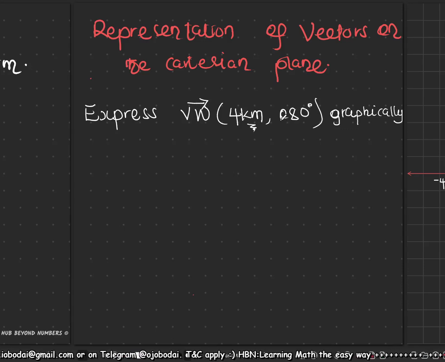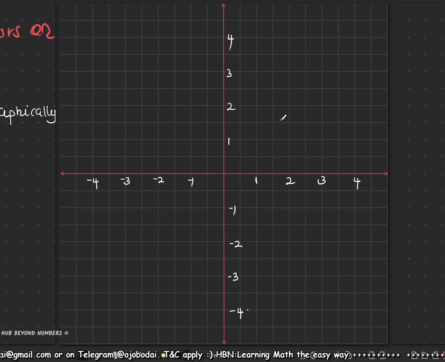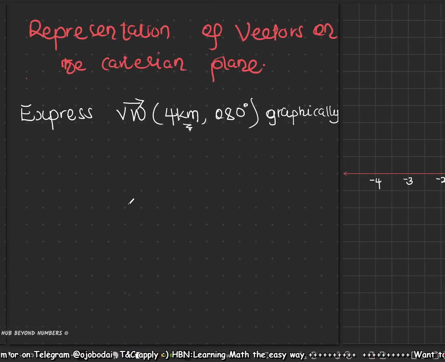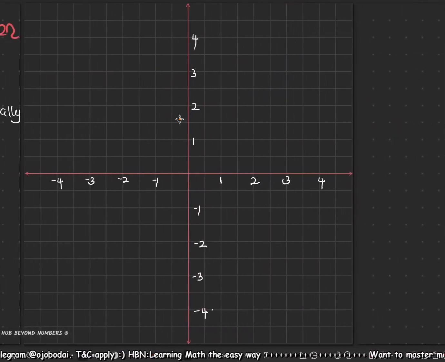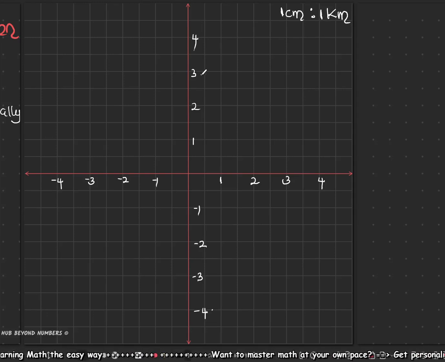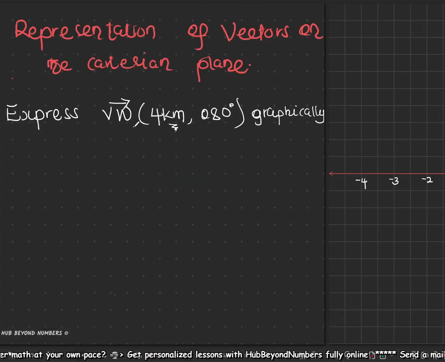So we come to our Cartesian plane and we write a scale. Over here it says 4 kilometers, so we let our scale be every 1 centimeter will be a kilometer. What I mean by this is every 1 centimeter on your graph sheet will be a kilometer.